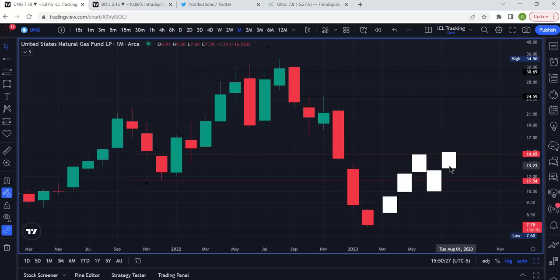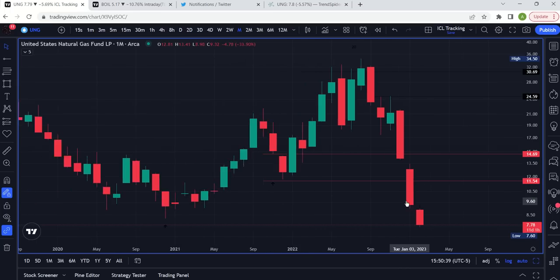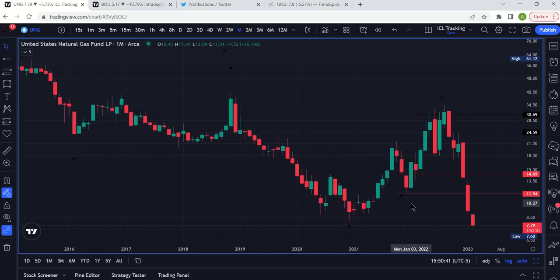So something that you'll just need to be aware of to the downside. And we've already talked about the fact that UNG was on its way to new all-time lows, and we've obviously made those. At this point, downside targets are pretty kind of wide open, unfortunately.